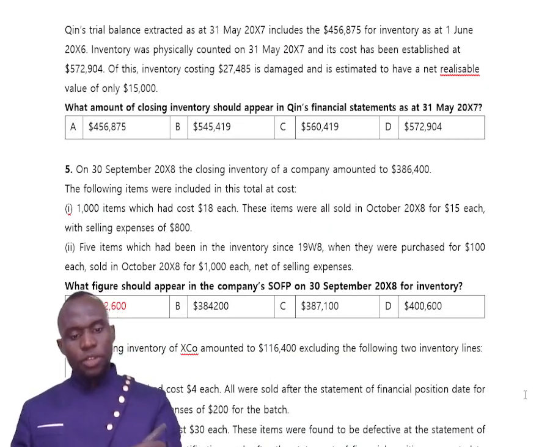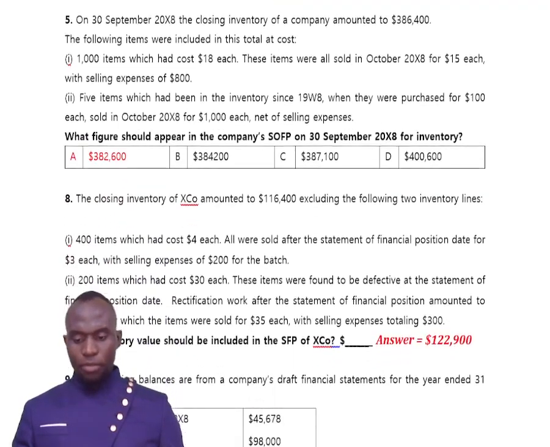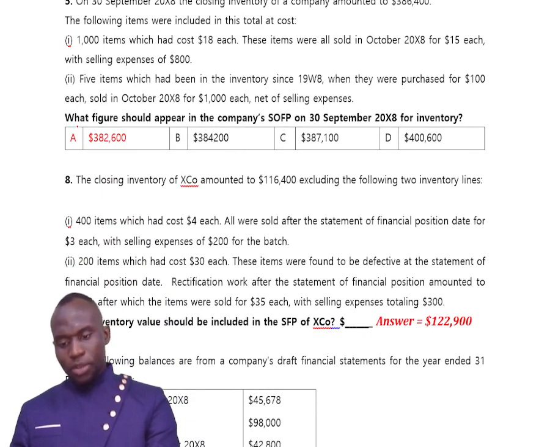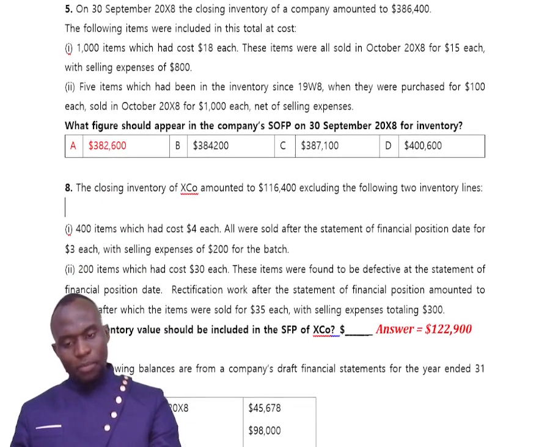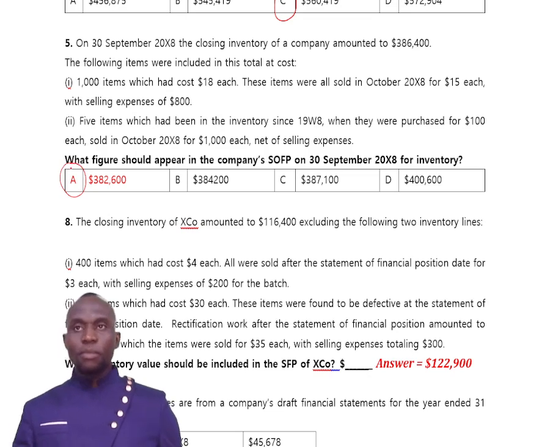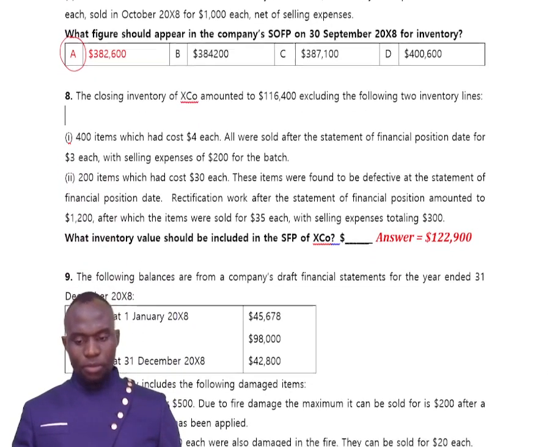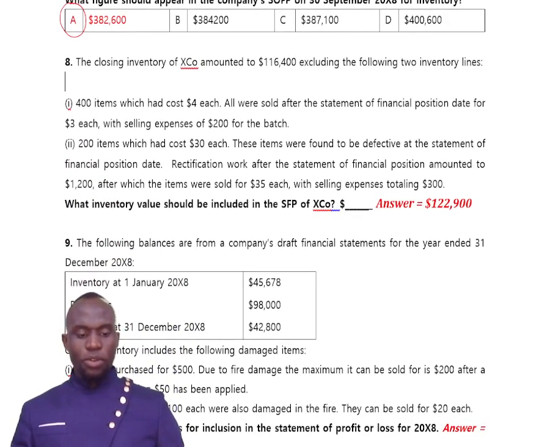So try out this other next question and make sure you get C as the answer. You try number 5. Make sure you get A as the answer. Then here comes the question labeled 8. So for question 8, be careful.